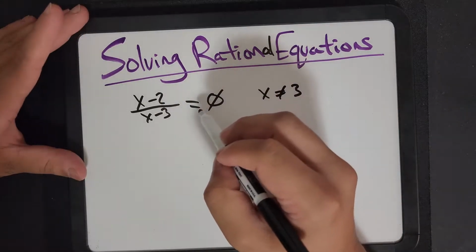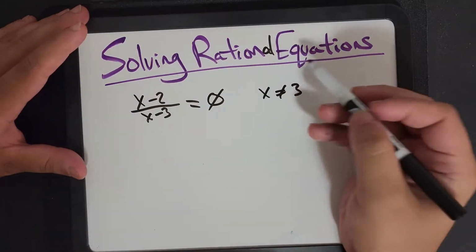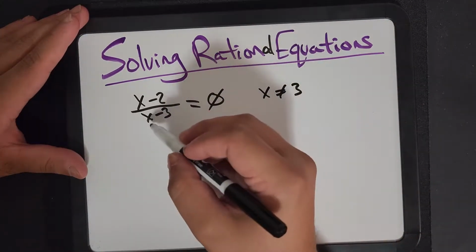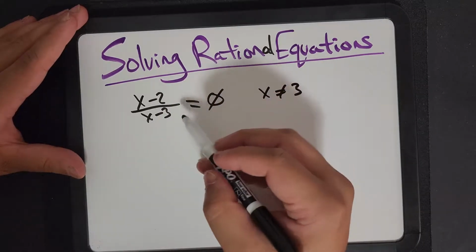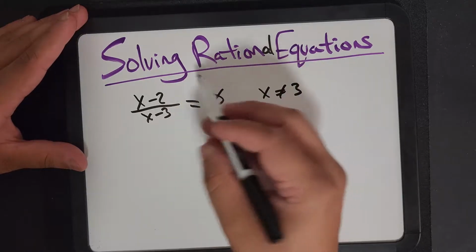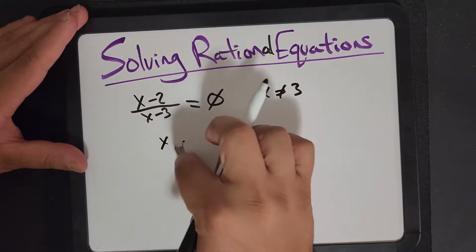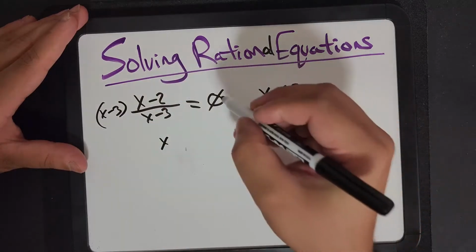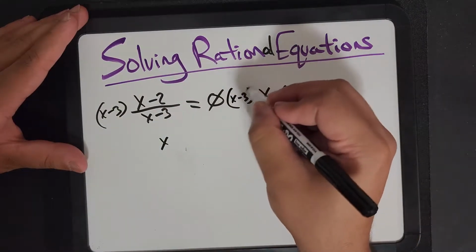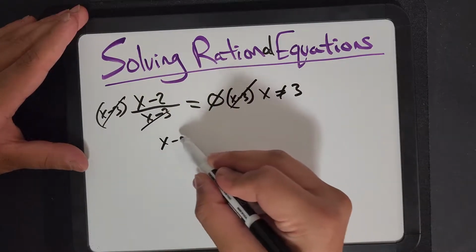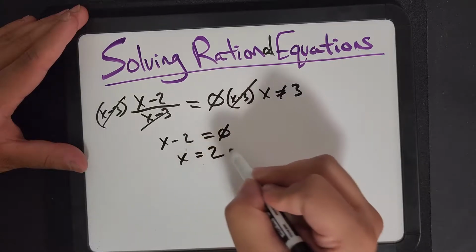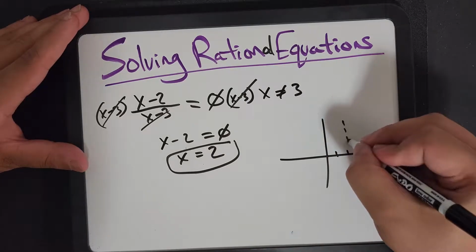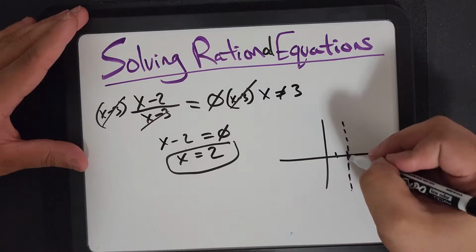And if we were to solve this, when I say solving rational equations, we basically want to find out where these zeros are on a graph. If we set this equation to 0 and solve for x, we multiply both sides by x minus 3. 0 times that is 0 anyway, this will cancel, and you're left with x minus 2 equals 0, so x equals 2.